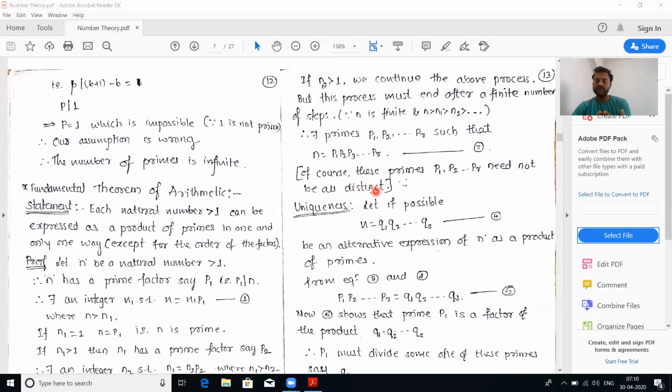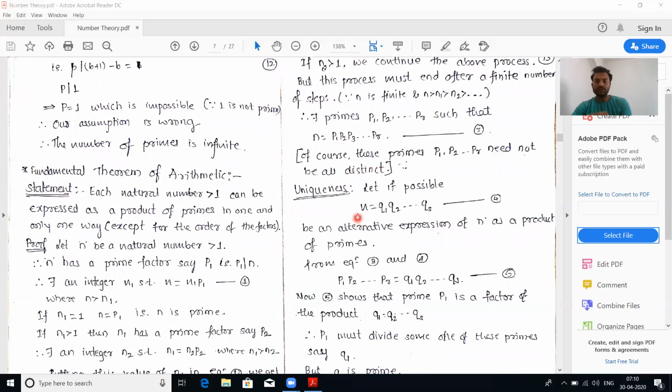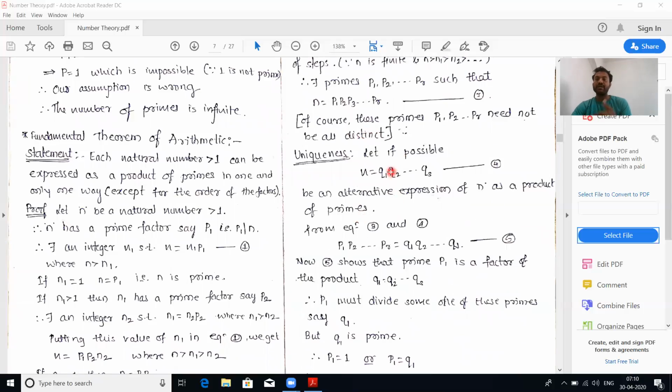Next we need to prove uniqueness. In the statement it is given that the natural number n can be expressed as a product of primes in a unique way, or one and only one way. Once we have expressed it as a product of primes, we need to prove it is unique. So we assume, if possible, that there exists another expression of that natural number n, where n equals q1, q2, q3, and so on up to qs. Each of these numbers is a prime number.